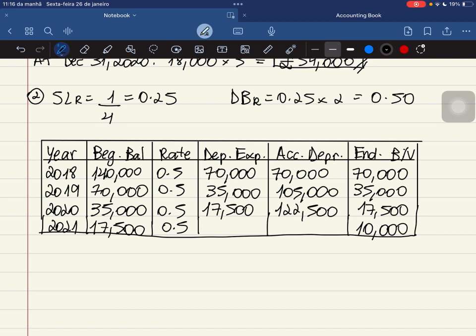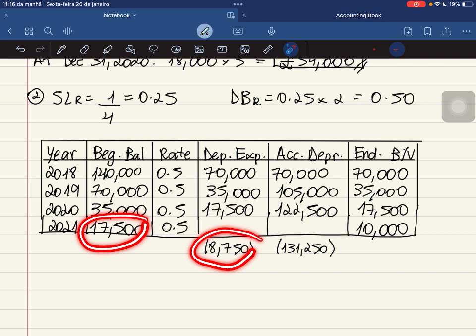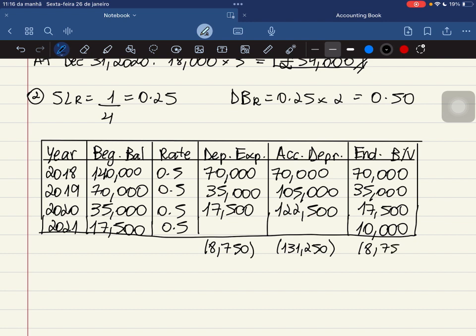But if you make these calculations, for example, 17,500 times 5, in theory that would give us 8,750, and then if you add this, this would give us, in theory, 131,250. But if you do the beginning balance minus this depreciation expense, so 17,500 minus 8,750, you actually get 8,750. You do not get 10,000, and it needs to be 10,000.